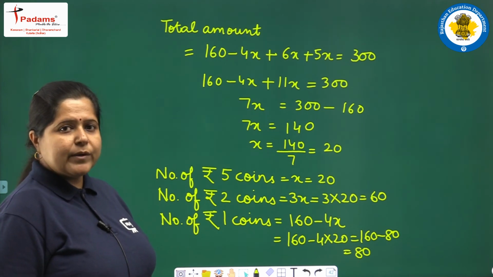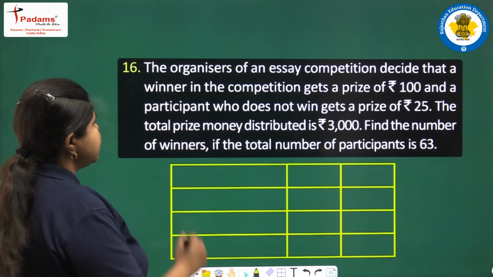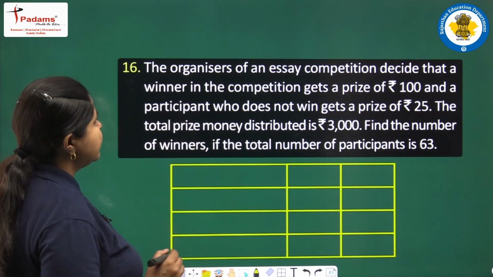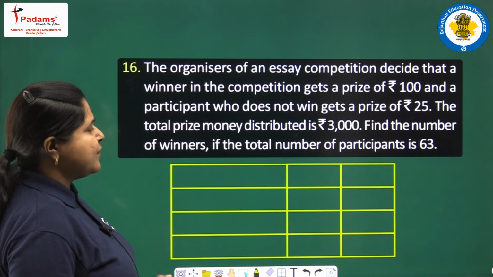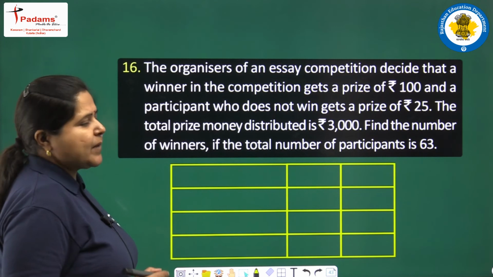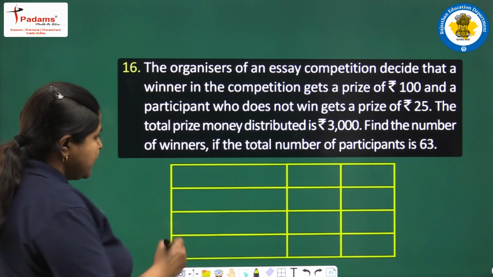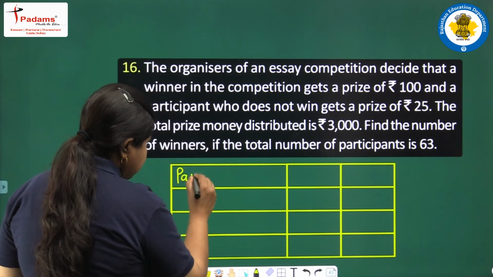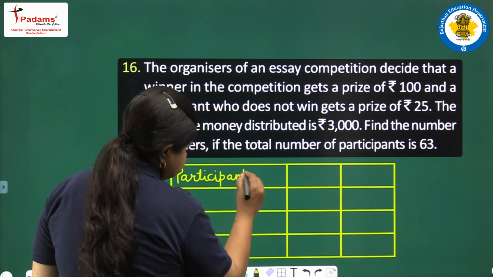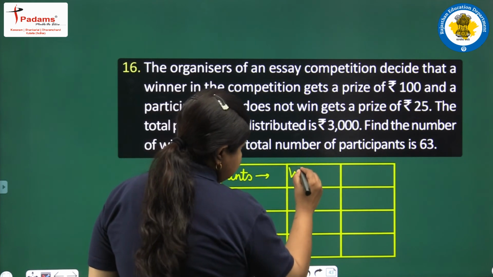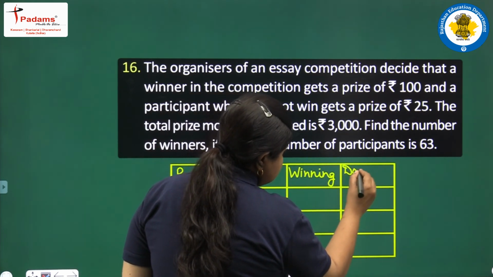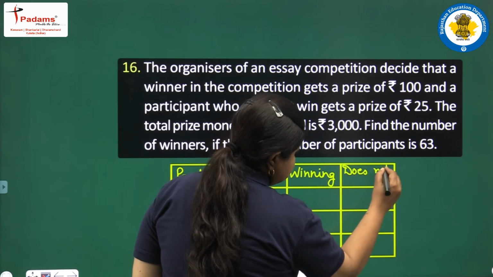Next we have one more and the last question from this exercise. The organizers of an essay competition decide that a winner in the competition gets a prize of rupees 100 and a participant who does not win gets a prize of rupees 25. So there are two kinds or two types of participants: winning and one who does not win.